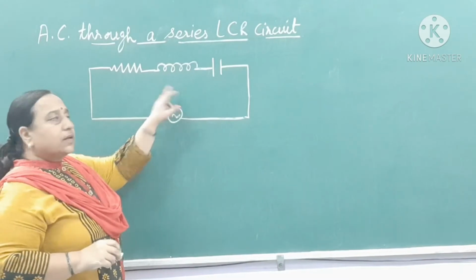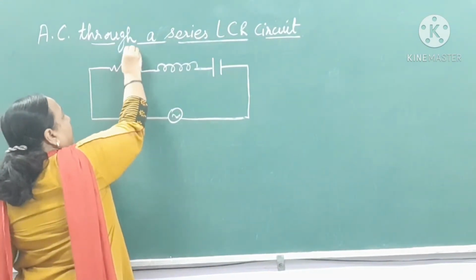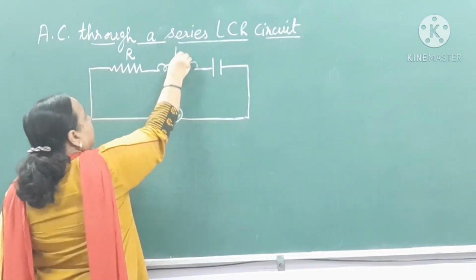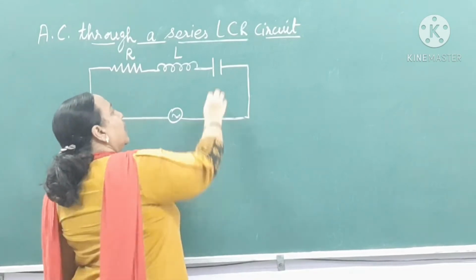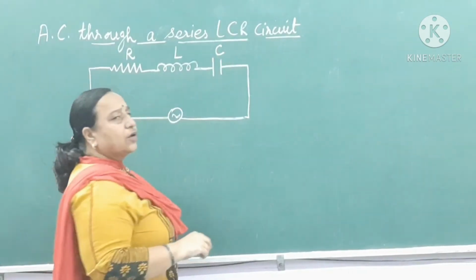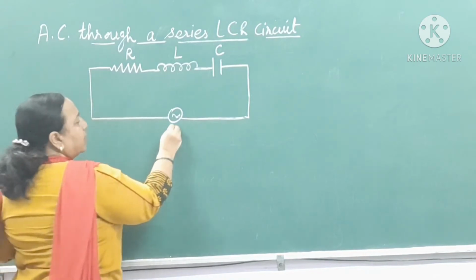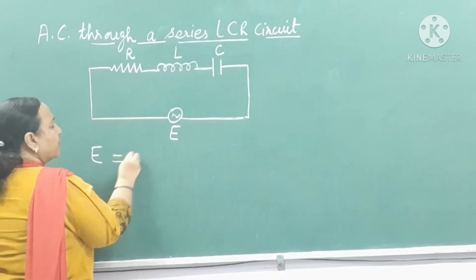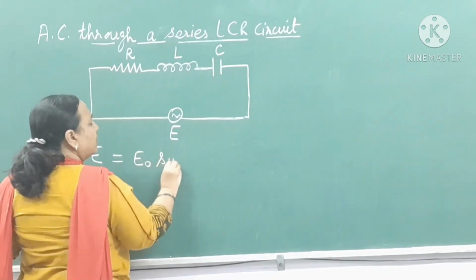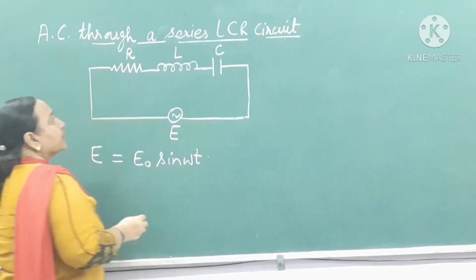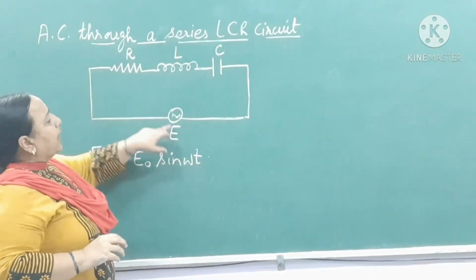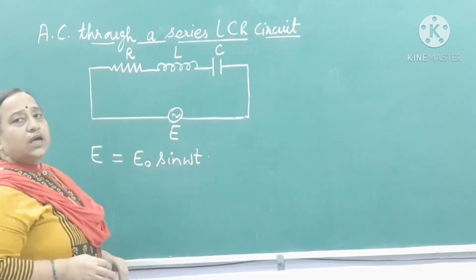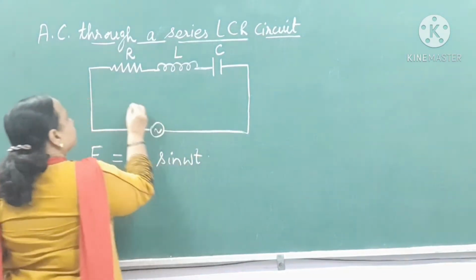Let us consider this circuit. Resistor having a resistance R, then this is an inductor which is having an inductance L, and a capacitor having capacitance equal to C. An instantaneous EMF E is supplied to this circuit. The expression for the EMF is E naught sin omega t. When we apply this voltage, what are the variations of current and voltage across these components?